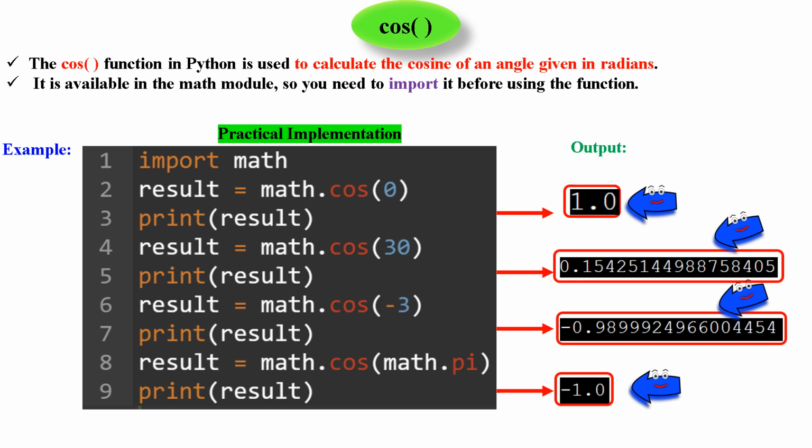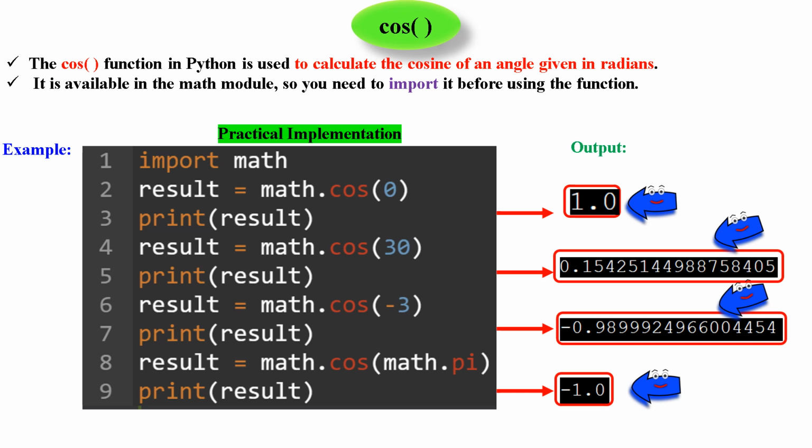In line 4 and 5, we calculate the cosine of 30 degrees using math.cos of 30. The argument is in degrees, but the math.cos function expects the angle in radians. So, internally, the value is converted to radians. The result will be approximately 0.15425144988758405.